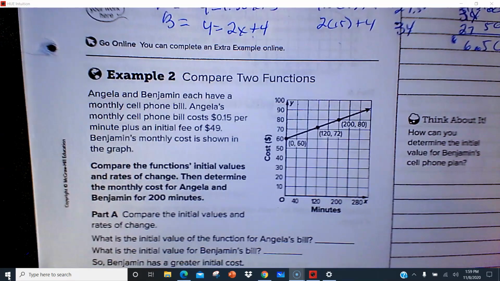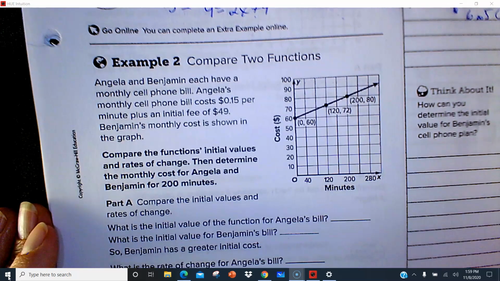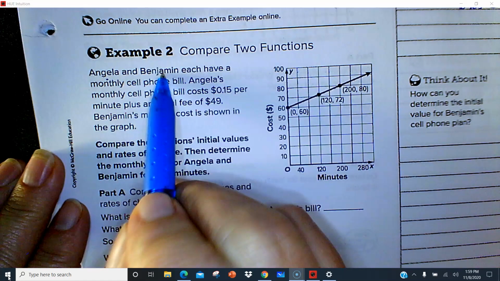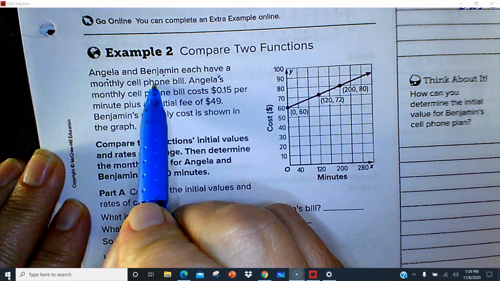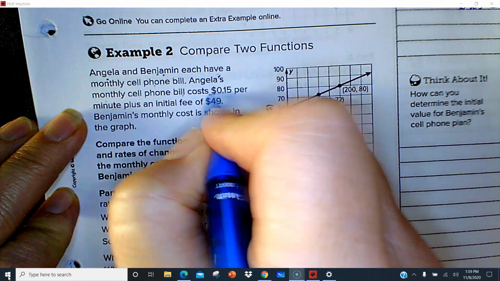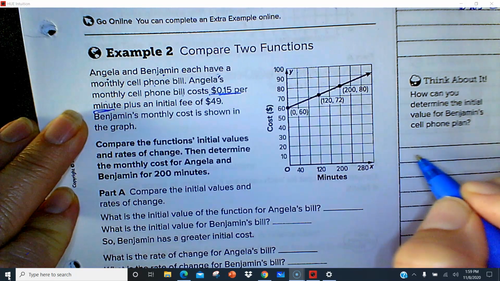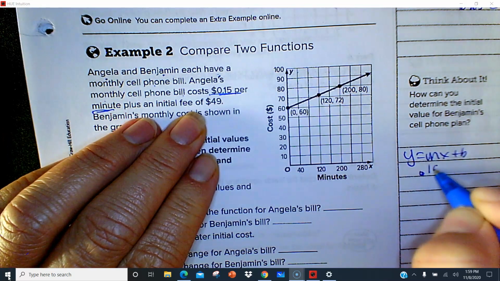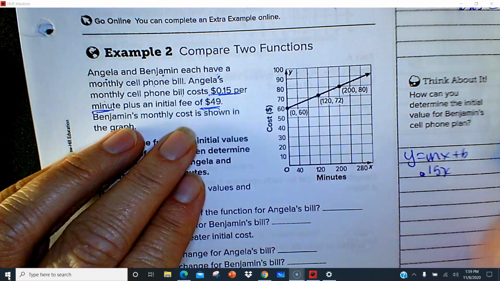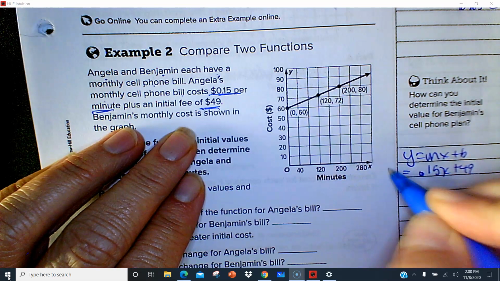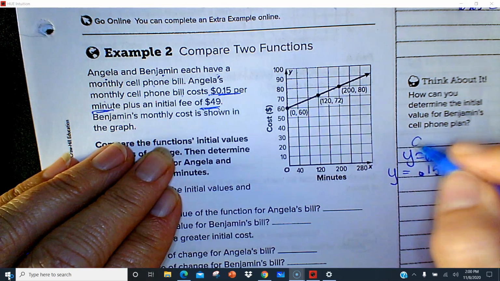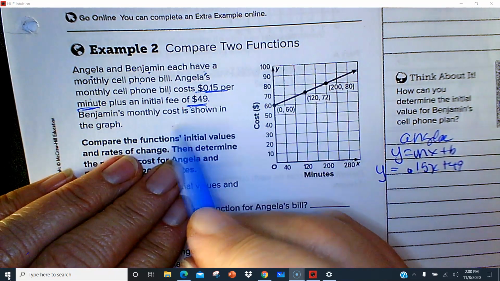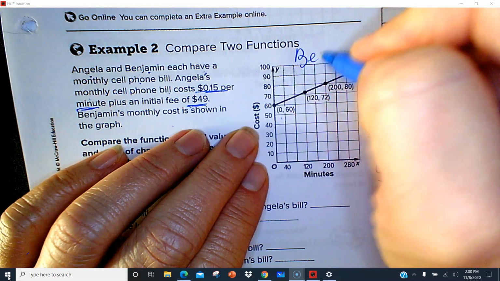So you could also compare two functions when they give you a graph. So Angela and Ben's each have a monthly cell phone bill. Angela's monthly cell phone bill costs 15 cents per minute. Ben's is mx plus b. It's 15 cents per minute, plus an initial fee of $49. This is Angela. And what's Ben? Oh, here's Ben. All right, this is Ben.